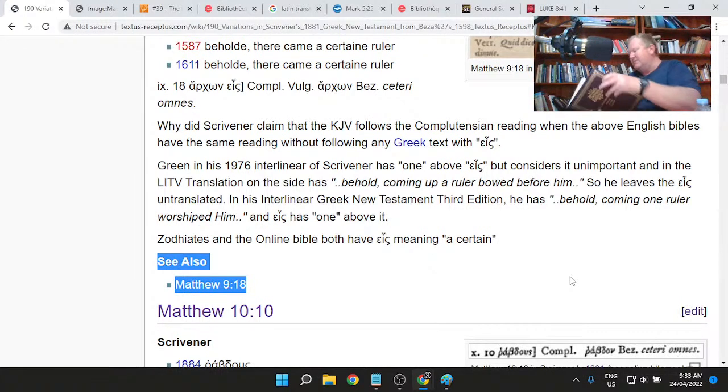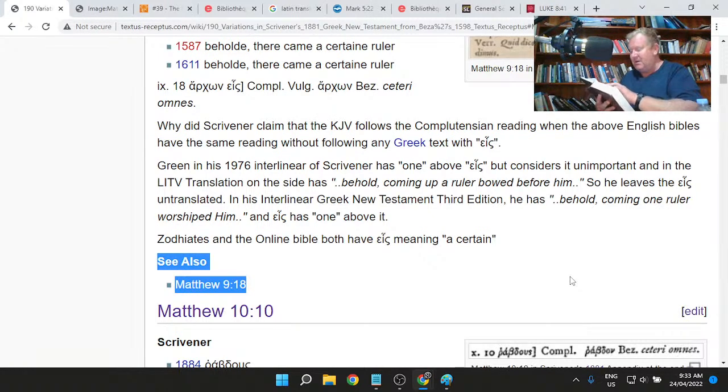If we zip open to Matthew chapter 9, we can clearly see 9:18. "Behold, coming up, a ruler bow down before him." So even though Scrivener has ice here, he doesn't even translate that.